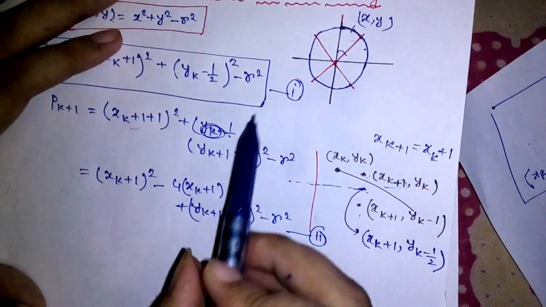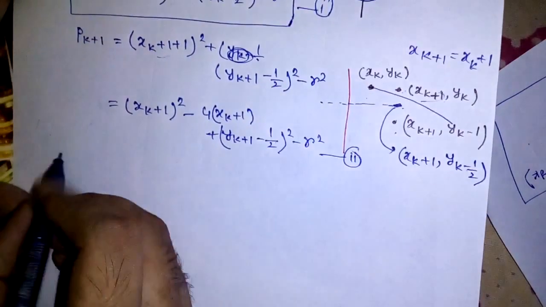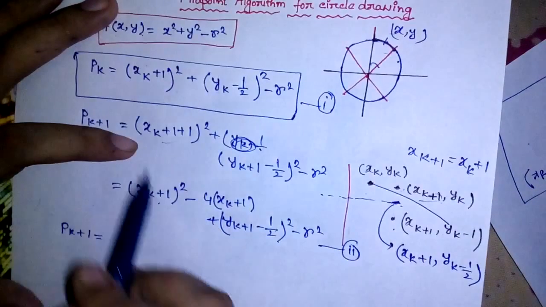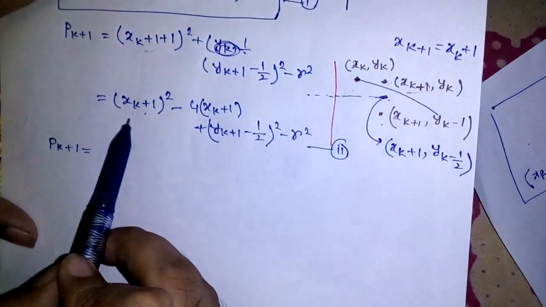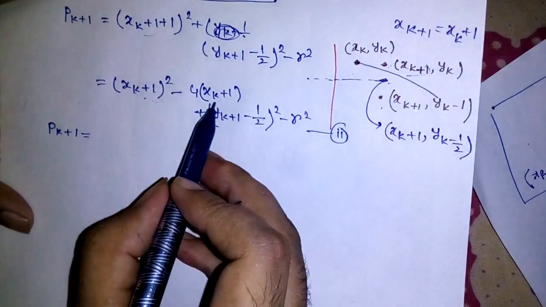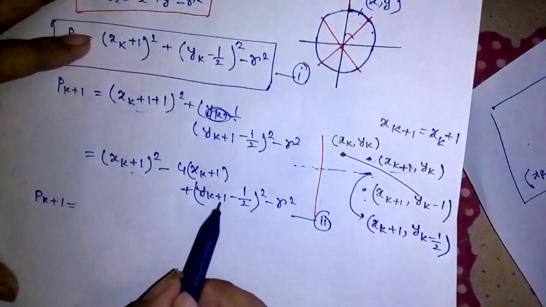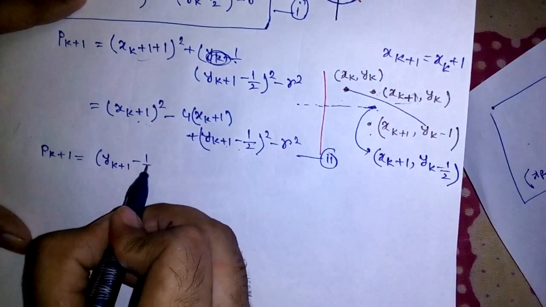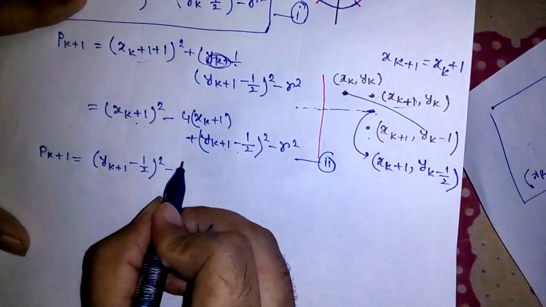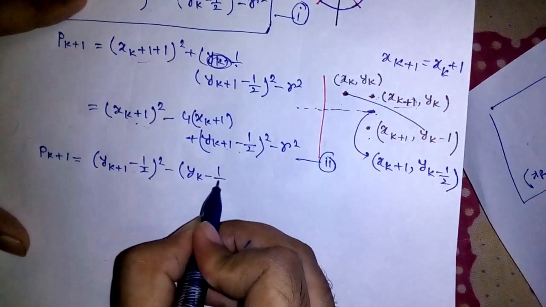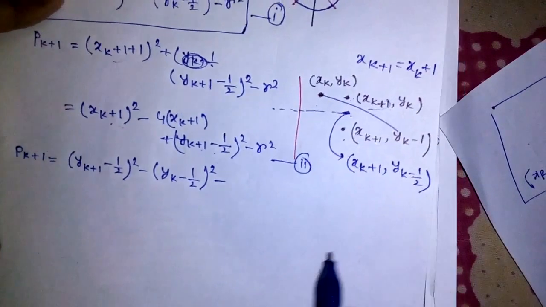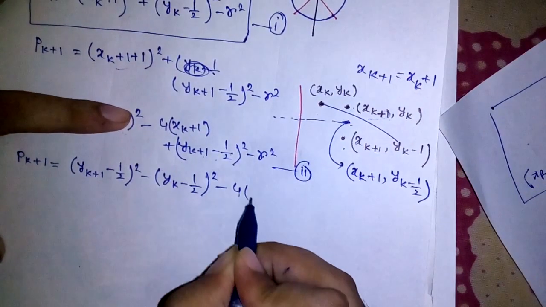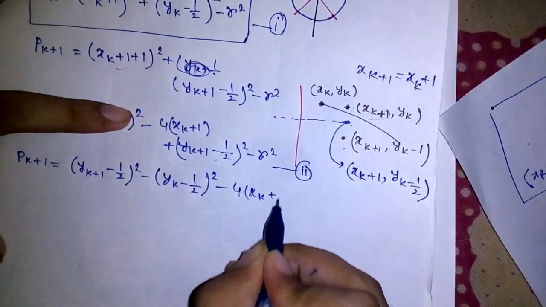Now if I subtract equation 1 from equation 2, I will get pk plus 1 is equal to, this term will be cancelled out, this xk plus 1 square and this xk plus 1 whole square will be cancelled out, and there will be, okay, first write this term, yk plus 1 minus half square minus yk minus half square, minus this r square will be cancelled out, and there will be only minus this term xk plus 1.